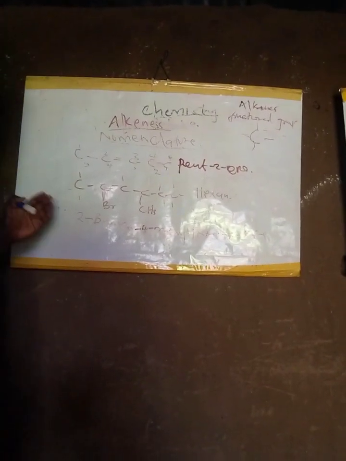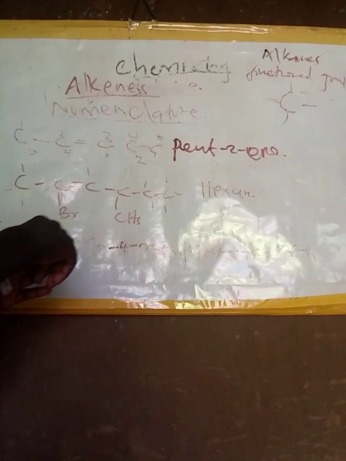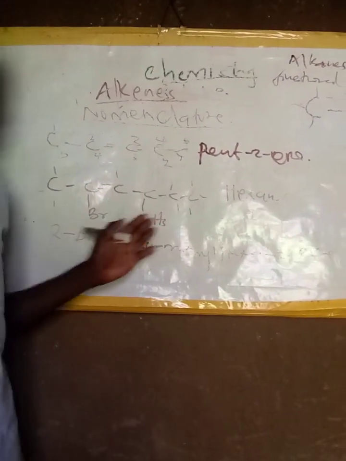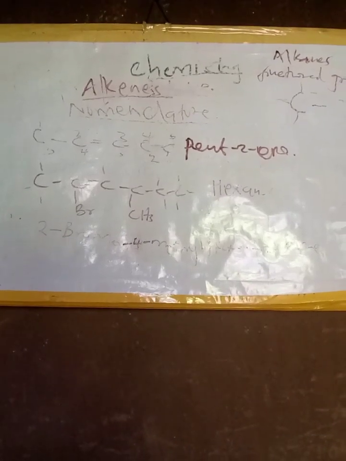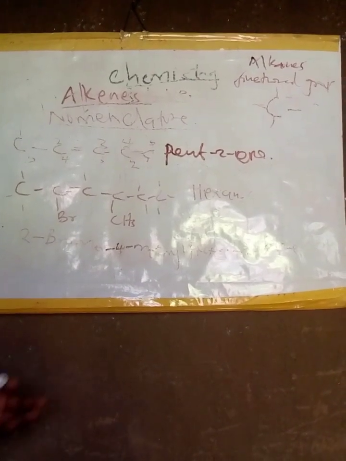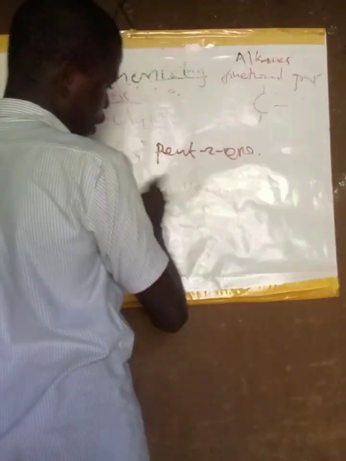Then remember, a dash or a hyphen separates a number and a letter in a compound. But a comma will separate a number from a number. If we have very many substituents, we'll find that we are using commas to separate a number from a number. For that case, then this bromine is the prefix.